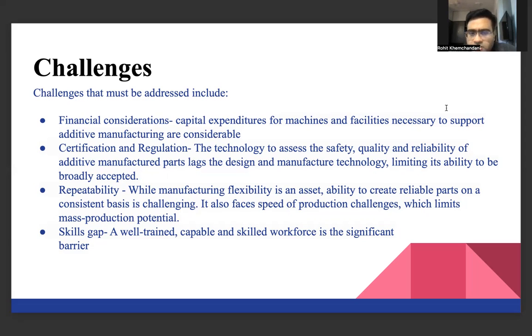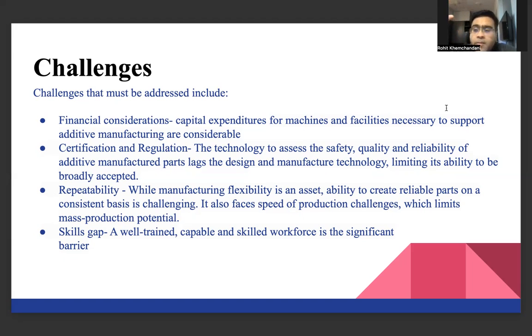Certification and regulation. The technology to assess the safety, quality, and reliability of additive manufactured parts lacks the design and manufacture technology, limiting its broad acceptance. Yes, safety is also a major concern. Repeatability: while manufacturing flexibility is an asset, the ability to create reliable parts on a consistent basis is challenging. So the cycle has to start. So overall the cost will be reduced.